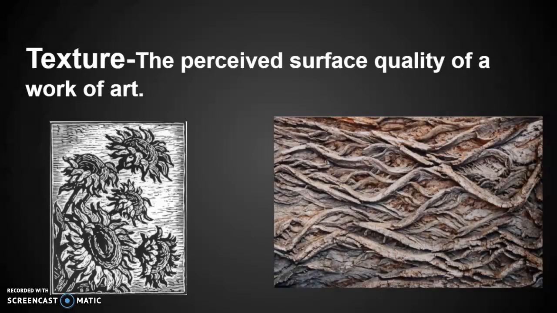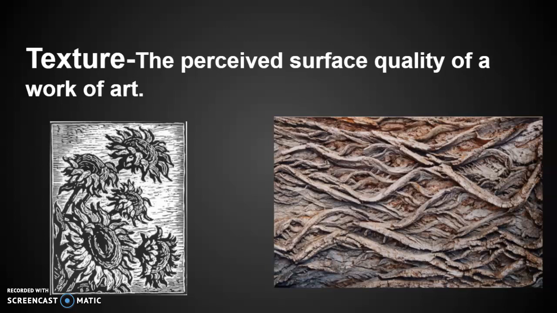Okay, so texture is the next element. This is implied texture or perceived texture. So making it look like it has a feeling or a texture to it. You are creating lots of lines that are going to mimic or copy something that you're looking at. If you're making something that has fur, you might have lots of little straight lines that are going to make that object look furry.